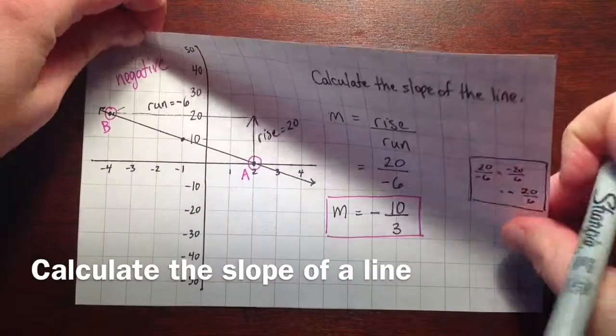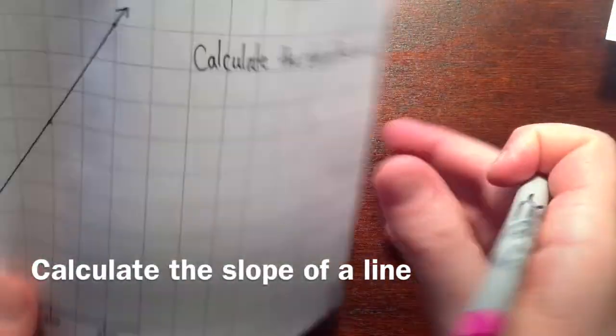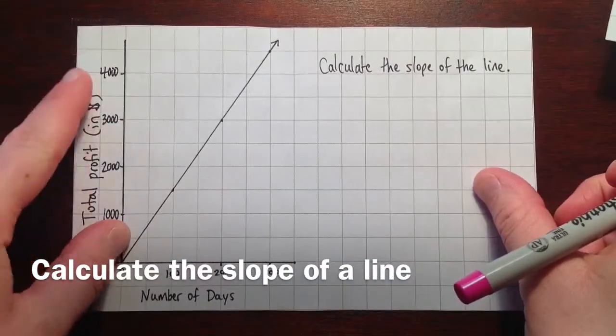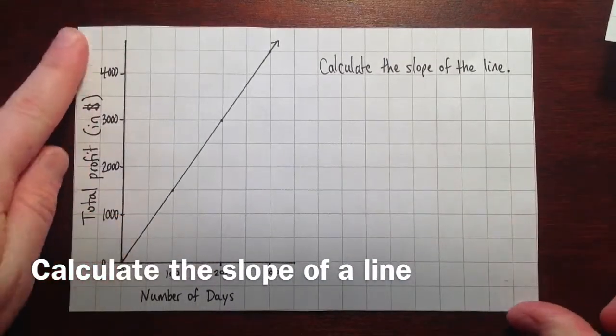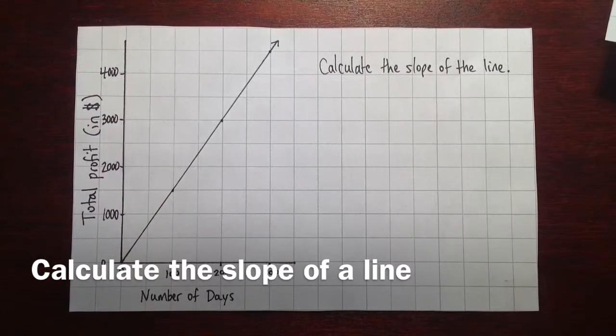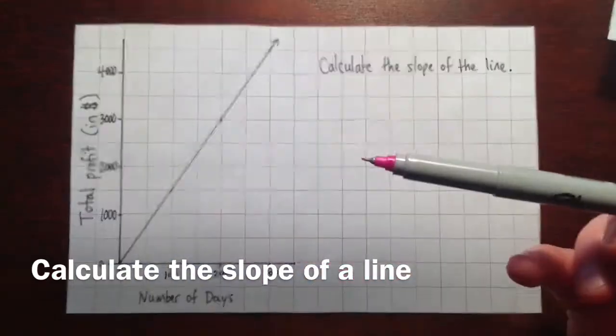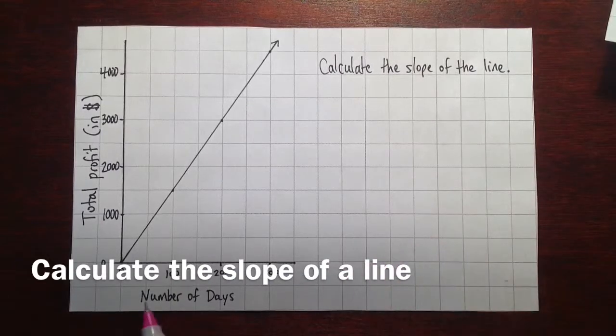Okay, and then one more example. So here I have to calculate the slope of this line. And now we've got some titles on our axes. The x-axis says number of days, and the y-axis says the total profit in dollars. We'll make a note here too that neither axis is going up by 1, so we'll have to be careful when we look at our rise and our run.